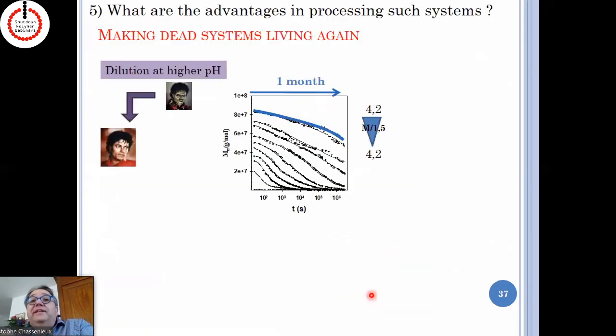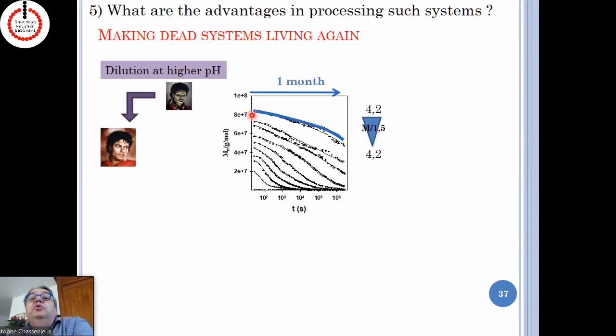So now what is nice to do is to play with life and death of this system. And what I will show you is why it is nice to have a system where you can control the thermodynamic equilibrium. The first result that I will show you is where I have a frozen hydrogel and I will dilute this frozen hydrogel to a pH where the system is living. So this is how the molecular weight of the system varies with time.